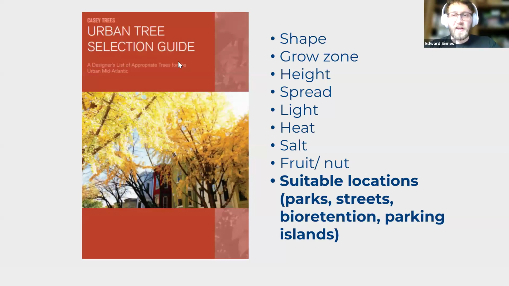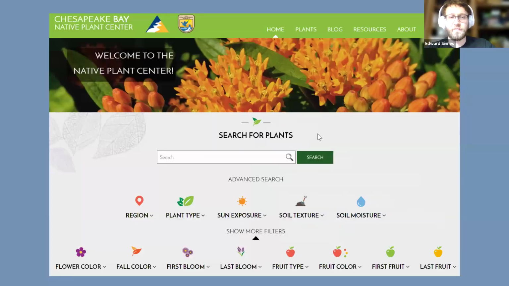You have this urban tree guide by Casey Trees you can look up. It talks about your shape, your growth zone, your height, your spread, light, heat, salt, fruit, all of these factors that will help you decide what tree to choose for your urban location. And when I say urban, here it has a photo of a DC suburb. Anything that's not an active rural farm or forest is counted as urban in tree planting. So this is a free download from Casey Trees. I'll also have a link in the end of the slide, and we'll provide it in the recording. This is a great resource, and there are a lot of other resources to help you figure out what tree you want to put in the ground.